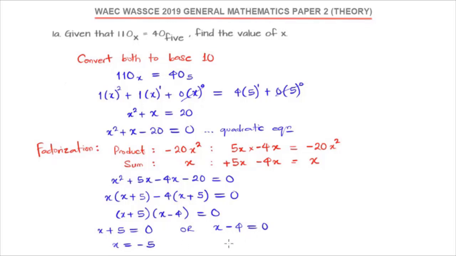So we need to look out at the solution that we can pick here, because we have x is minus 5 and x is 4. First, the number base cannot be negative. So definitely it can't be minus 5. It has to be 4.